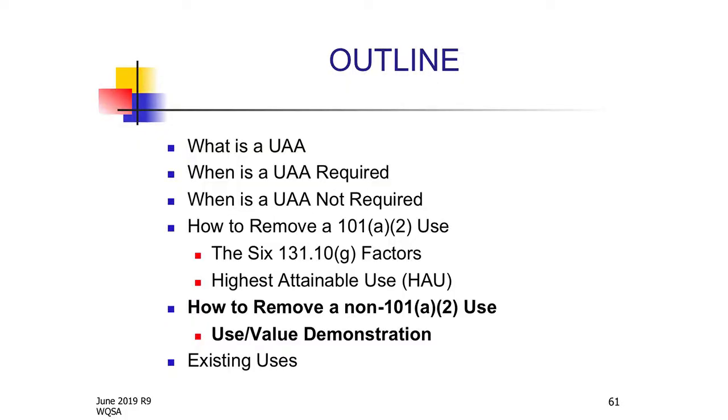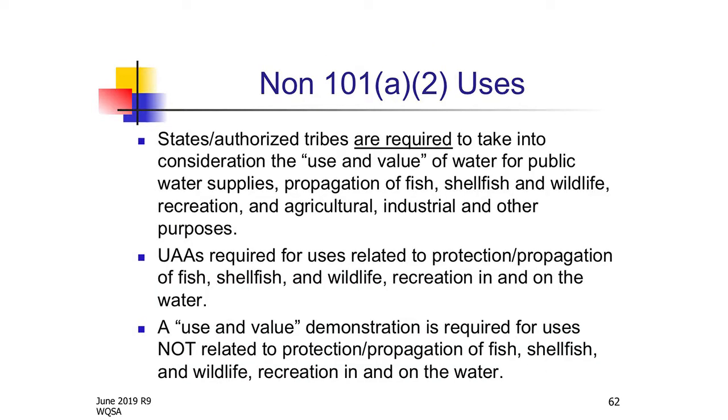Okay, on to how to remove a non-101(a)(2) use, the use and value demonstration. As mentioned earlier, there are other circumstances where UAAs are not required, and removing a non-101(a)(2) use is one of them. UAAs, and consequently the highest attainable use demonstration, are not required. Instead, a use and value demonstration is required. As I said before, a state or a tribe can choose to do a UAA to satisfy the requirement, but it's not required.